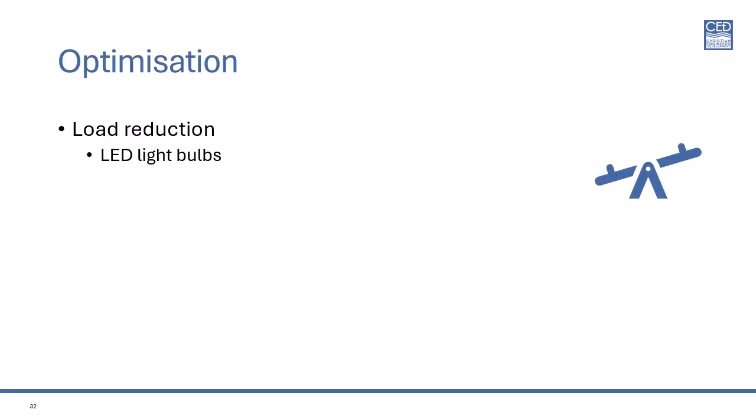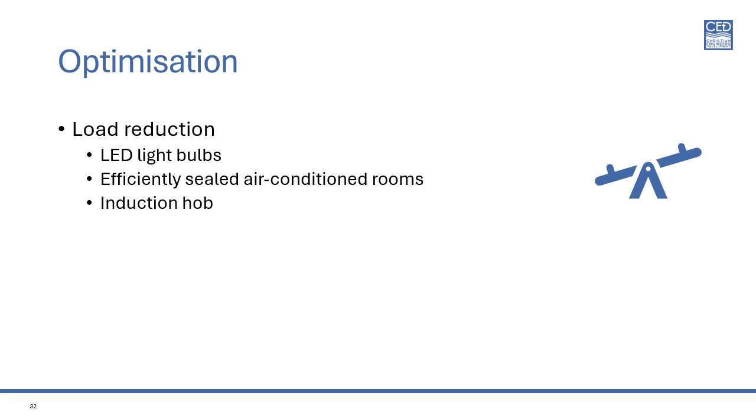So how could we optimise this? One solution is to reduce the total load, and we can do this by using energy efficient light bulbs and ensuring that the rooms that are air conditioned have adequate sealing around the doors and windows. If we're using a hob, then an induction hob is more efficient than a traditional electric ring, and a fan assisted oven consumes less energy than one without a fan.